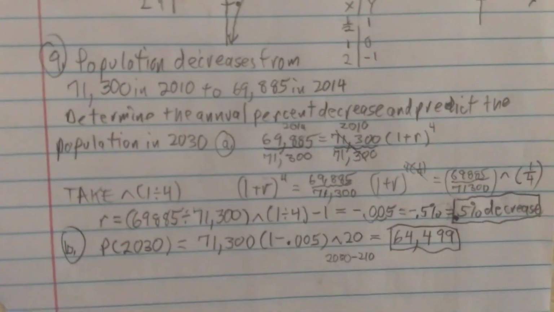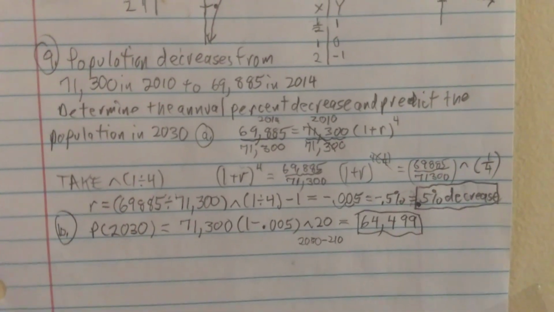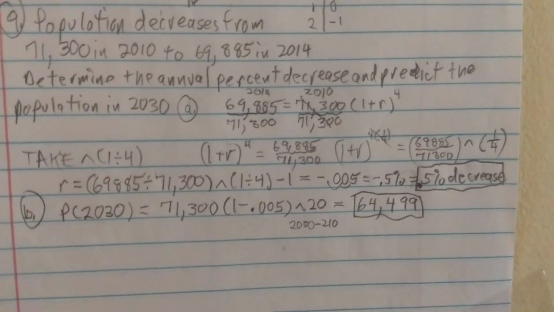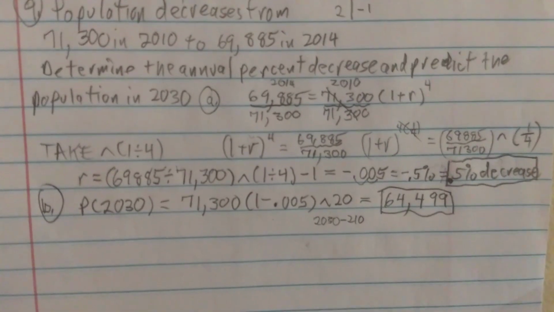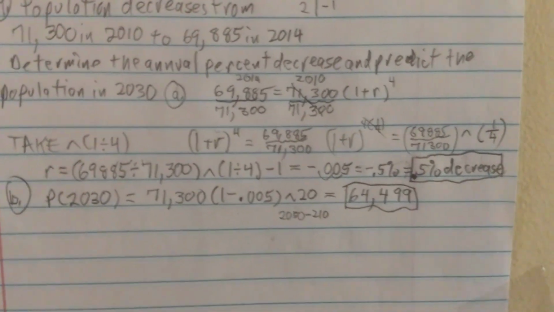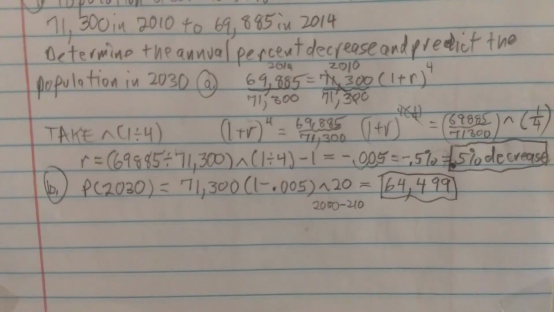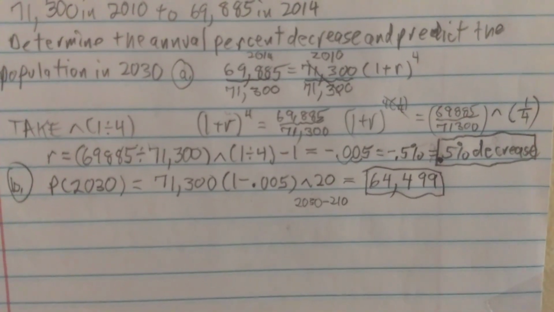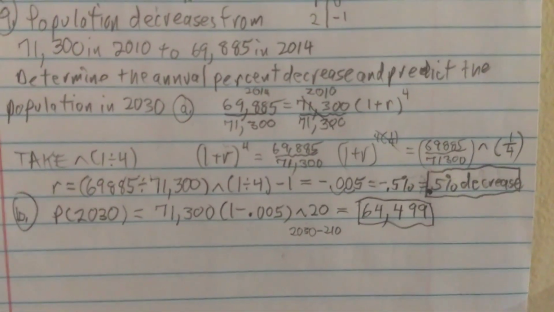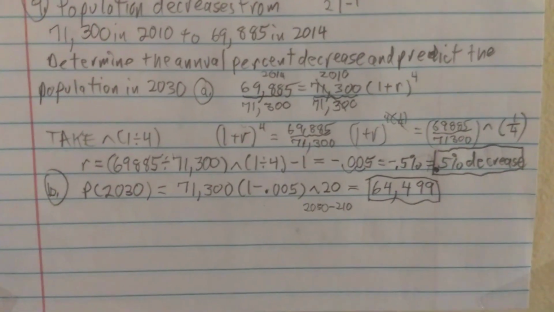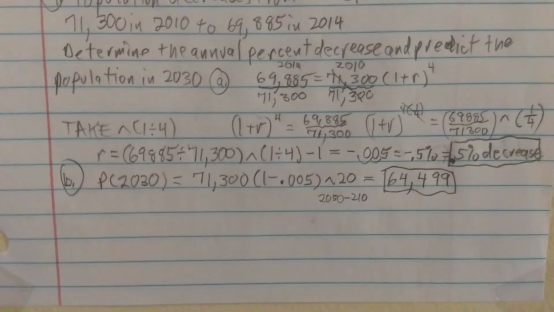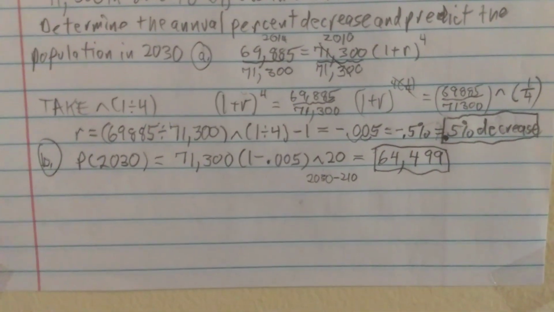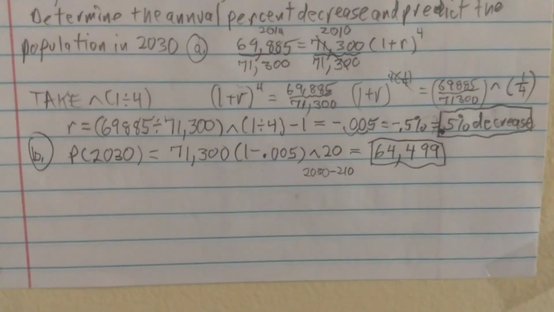Okay, now here we have a population decrease from 71,300 in 2010 to 69,885 in 2014. So it's decreased in 4 years. So determine the annual percentage decrease and predict the population in 2030. Well, we start out with the end result, the 69,885 in 2014, equals the starting amount, 71,300, times 1 plus r, where r is the rate in decimal, to the 4th power. We're multiplying the 71,300 by the 1 plus r each time, 4 times.